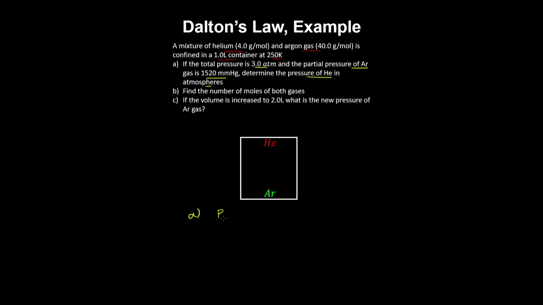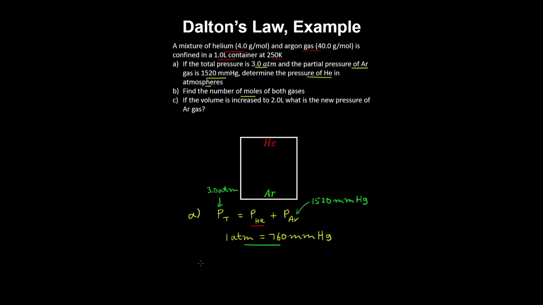Well, using Dalton's law, the total pressure is the sum of the partial pressures of each component of gas. And 1 atmosphere is 760 millimeters of mercury. So we're given the total pressure and the partial pressure of argon in millimeters of mercury, which you can convert to atmospheres, and solve for the partial pressure of helium.